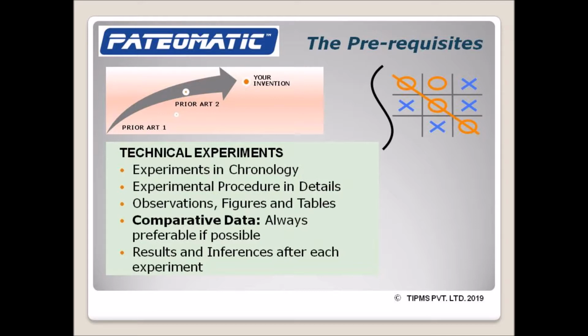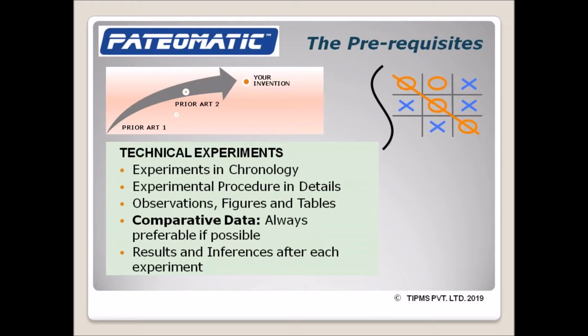C. Comparative data is always preferable. What would be the results obtained if experiments would have been performed as per the teachings of the prior technical publications that you have cited before? And what significant and better results are obtained in your technical experiments of your technical development? Please refer to our sample Pateomatic videos of each category of technical fields such as biotechnology, chemical, mechanical and electronics, wherein the importance and the ways of presenting the comparative data has been tactfully described.